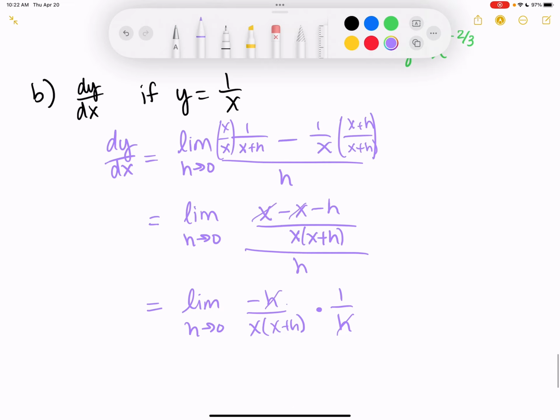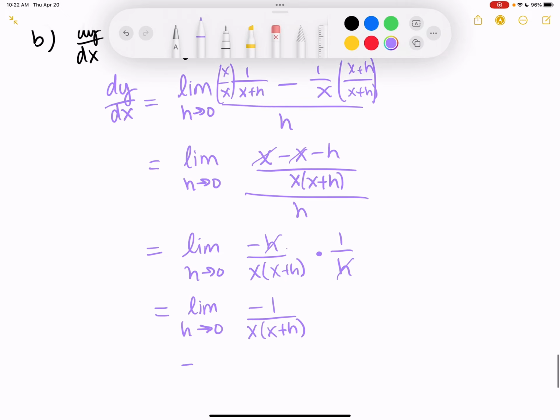So I now have the limit as h approaches 0 of -1 over x times x plus h. So if I put in 0 for h, I'm left with -1 over x times x. So it's going to be equal to -1 over x squared.